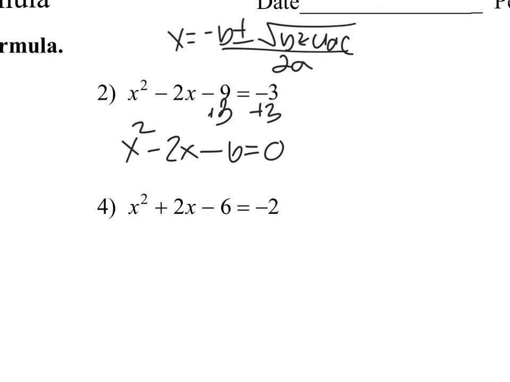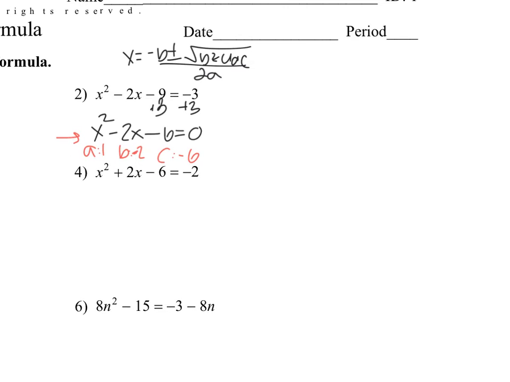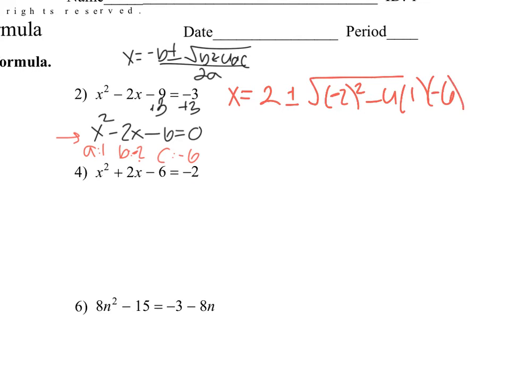Okay, so let's label. This is A. A is 1. B is negative 2. It's a negative. And C is negative 6. So we're going to plug this in. So x equals positive 2, because a negative and negative make a positive, plus or minus the square root of negative 2 squared minus 4 times 1 times negative 6, all over 2 times 1.